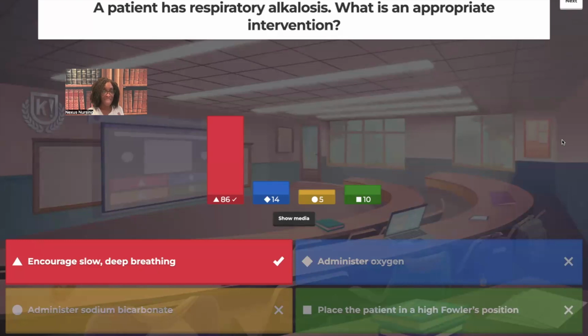Very good. Encourage slow, deep breathing. The lungs are in trouble. There's not enough CO2. We need more CO2. So what are we going to do? Slow down the breathing to keep the CO2 because remember, CO2 is acidic. Very, very, very good.